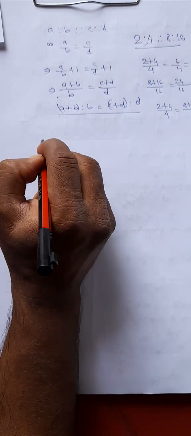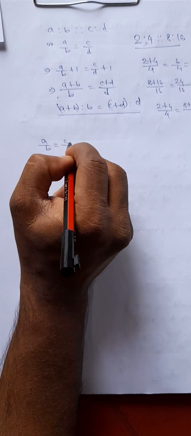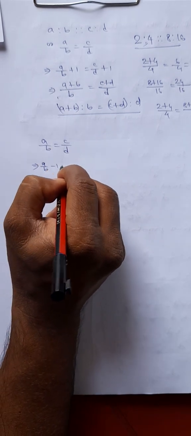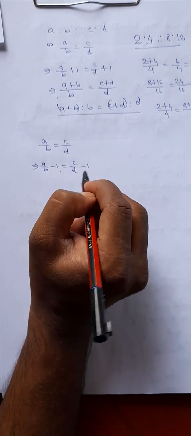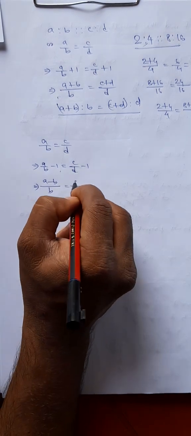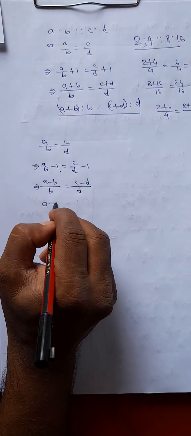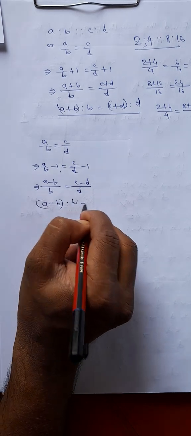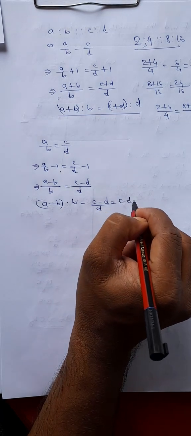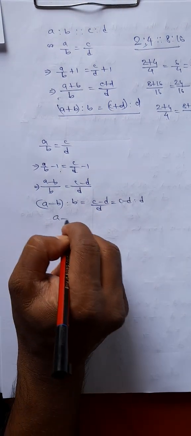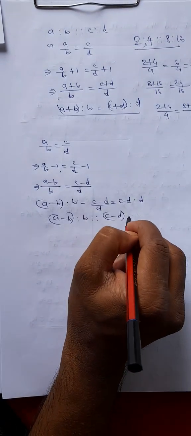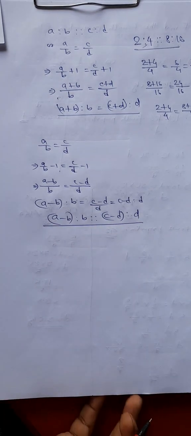Next property is dividendo. A by B equal to C by D. Let us subtract 1 from both sides. Now LCM is B here, A minus B, and C minus D. So you got A minus B is to B equal to C minus D is to D. That is A minus B is to B proportional to C minus D is to D. This property is called dividendo.